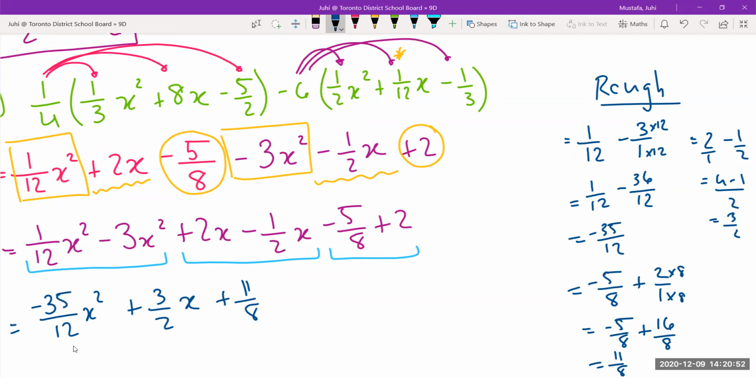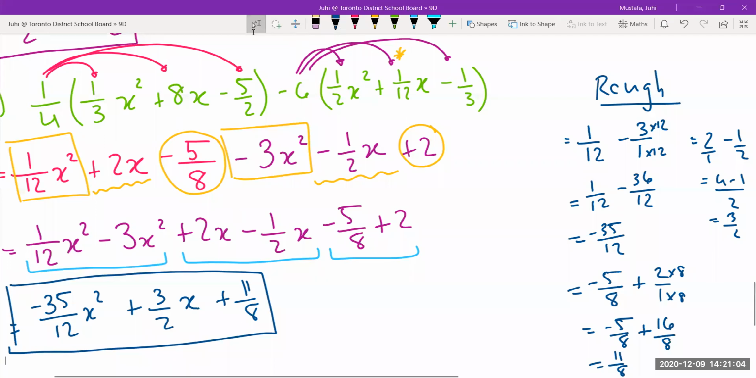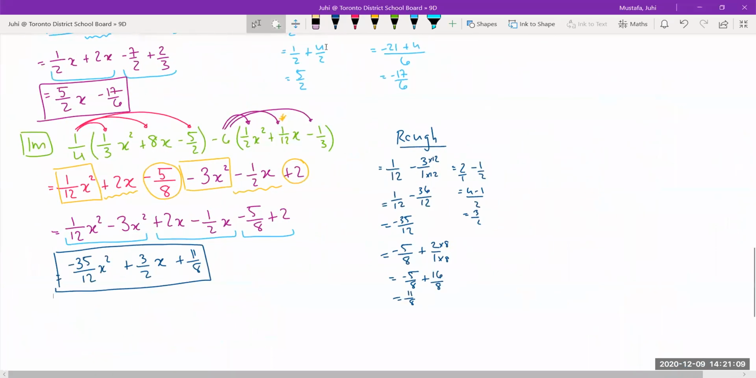So our final answer is negative 35 over 12x squared plus 3 over 2x plus 11 over 8. It matches the answer at the bottom of the sheet, so we're right. This had a ton of fraction work. So like I said, if you're not so comfortable with fractions, please practice them over and over again until they make a little bit more sense to you guys.